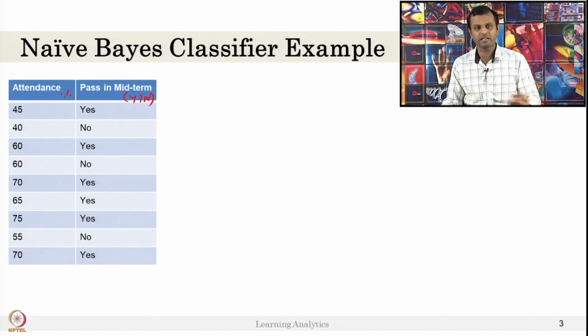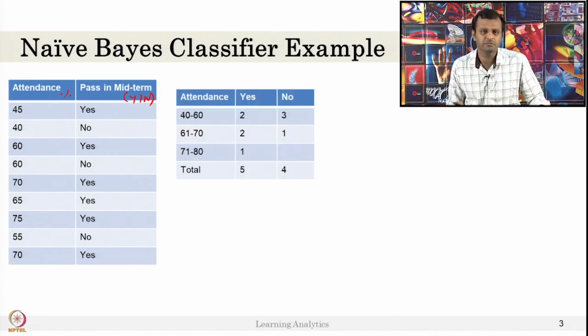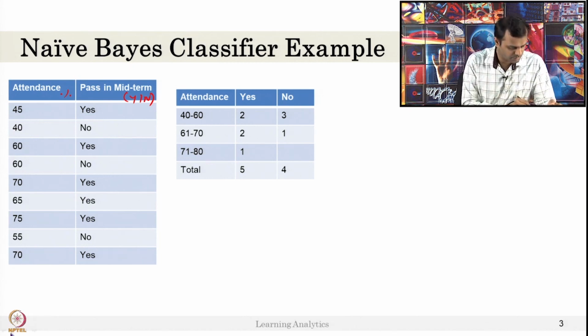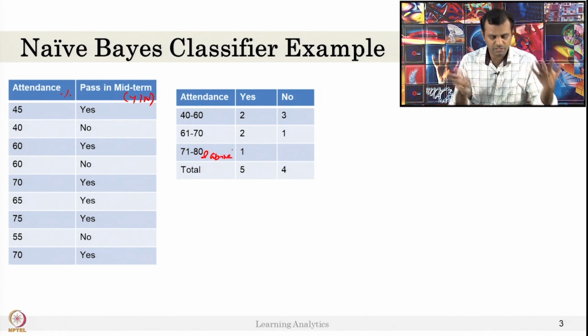From this table we can construct a frequency table. What is a frequency table? It is simple. Let us make bins out of these values. I am going to use 3 bins here: 40 to 60, 61 to 70, and 71 to 80 and above. It is not just 80, it is 80 and above. So, I have the 3 bins here.